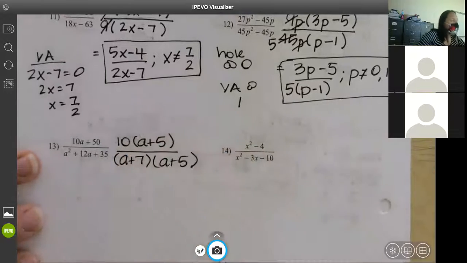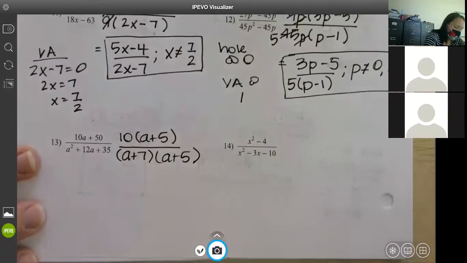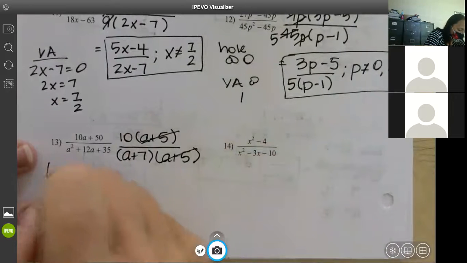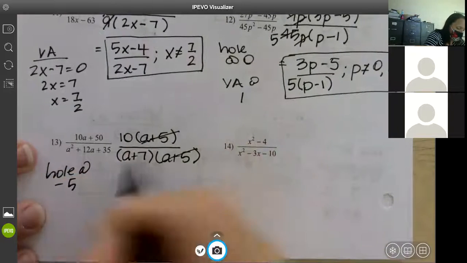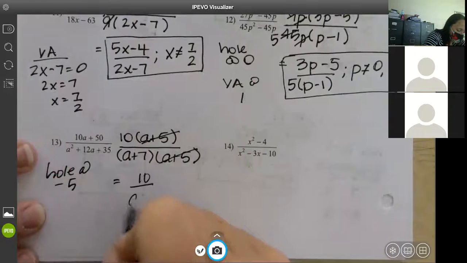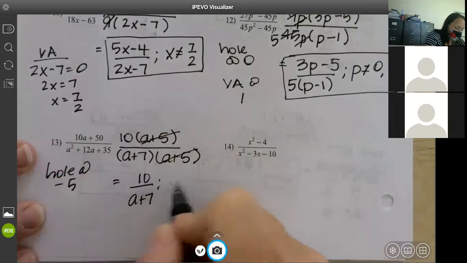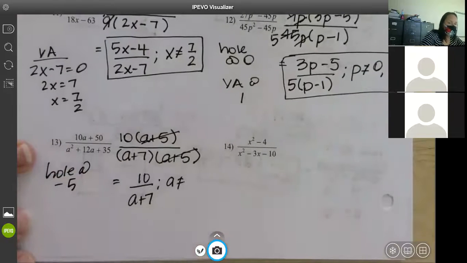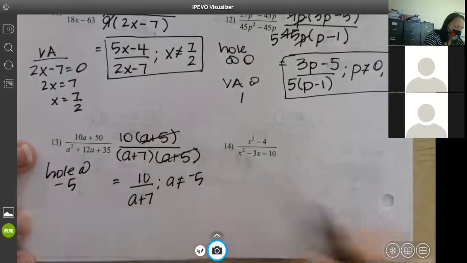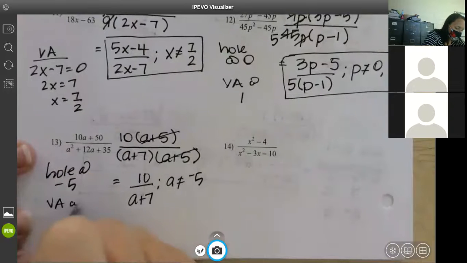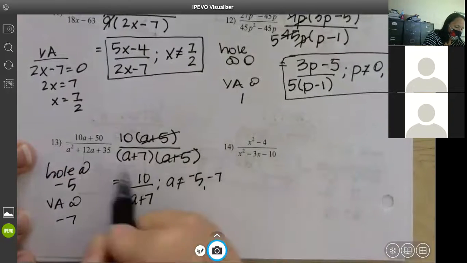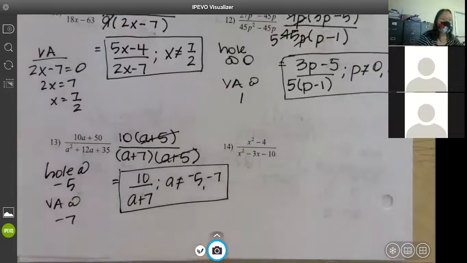This one's pretty easy. What can I do? That means what? Okay. My final reduced answer is 10 over a plus 7. A cannot equal, I know it can't equal negative 5. Do I have any vertical asymptotes? Negative 7. Negative 7. Perfect. That's it. Just trying to get a bunch of different factoring types in there just so you guys can see it.